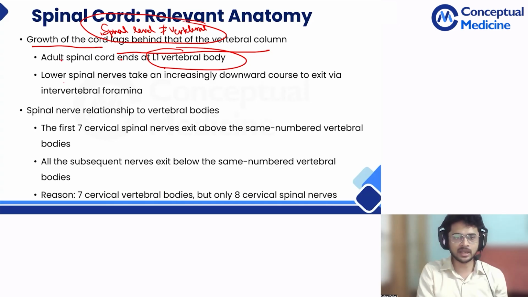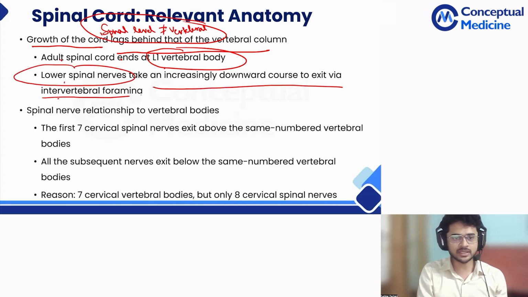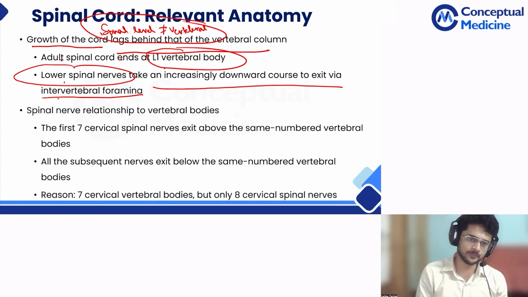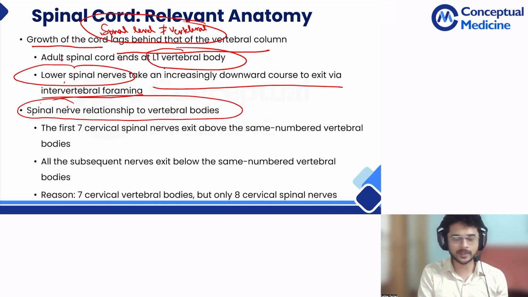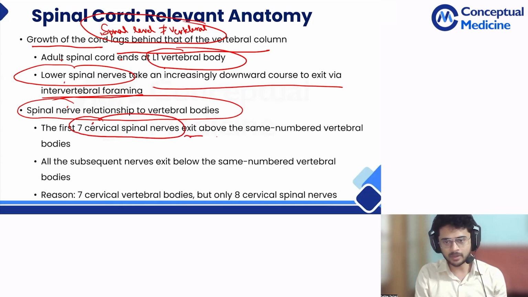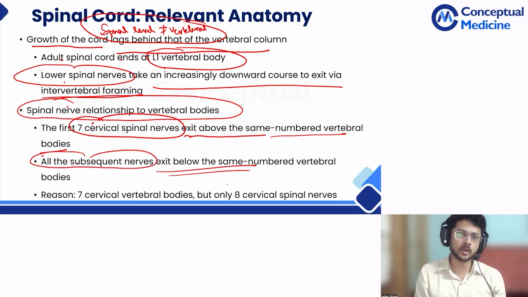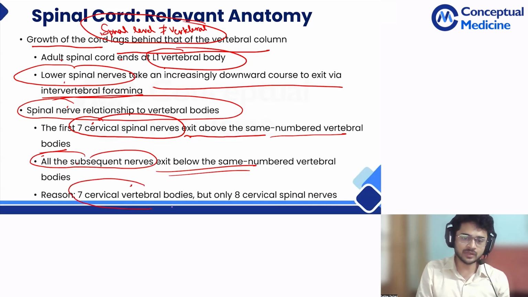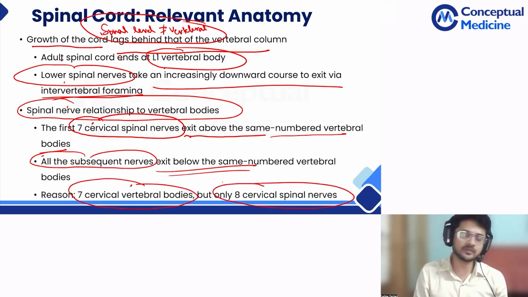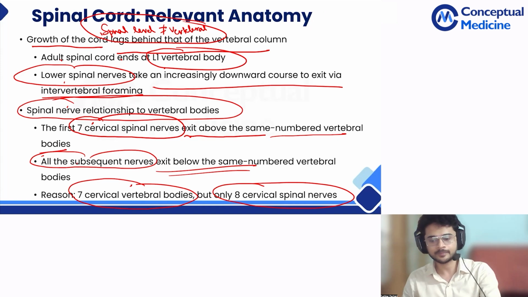And the lower spinal nerves take an increasingly downward course to exit via their corresponding intervertebral foramen. So that is why it's important for us to know the spinal segment relationship to the corresponding vertebral bodies. The first 7 cervical spinal nerves exit above the same numbered vertebral bodies. However, all the subsequent nerves exit below the same numbered vertebral body. That is because there are 7 cervical vertebral bodies, but there are 8 cervical spinal segments or spinal nerves.